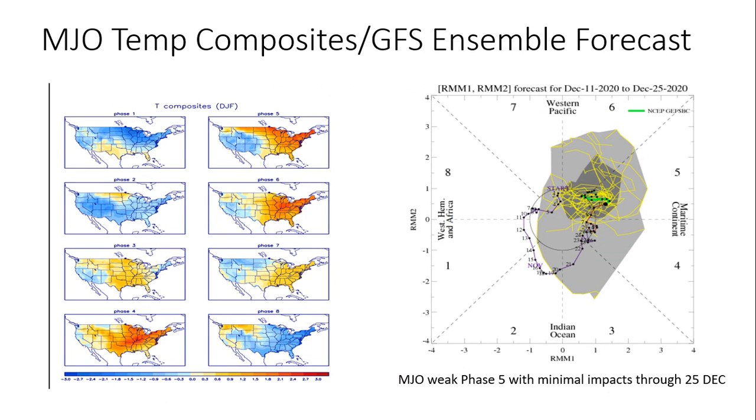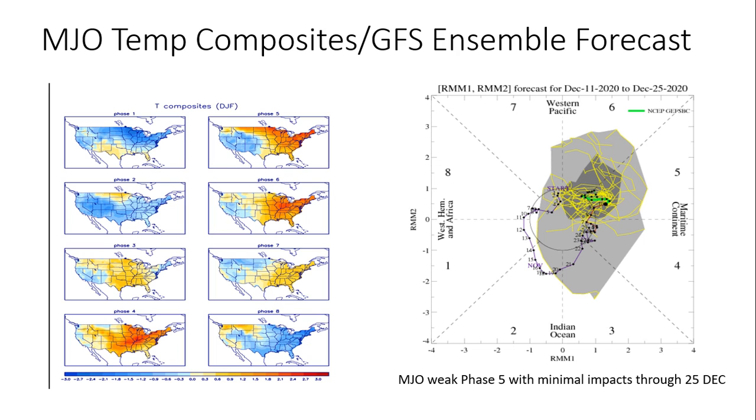Looking at the MJO temperature composites on the left for December, January, and February. The blue shading indicates below normal temperatures. The orange shading indicates above normal temperatures. So if we break this down, if we have an MJO in phases 8, 1, and 2 during the months of December, January, and February, the eastern United States tends to be colder than normal. And that colder than normal regime is typically associated with what's known as an upper level trough, or a major dip in the polar front jet stream, allowing colder air to come down from Canada into the eastern United States.